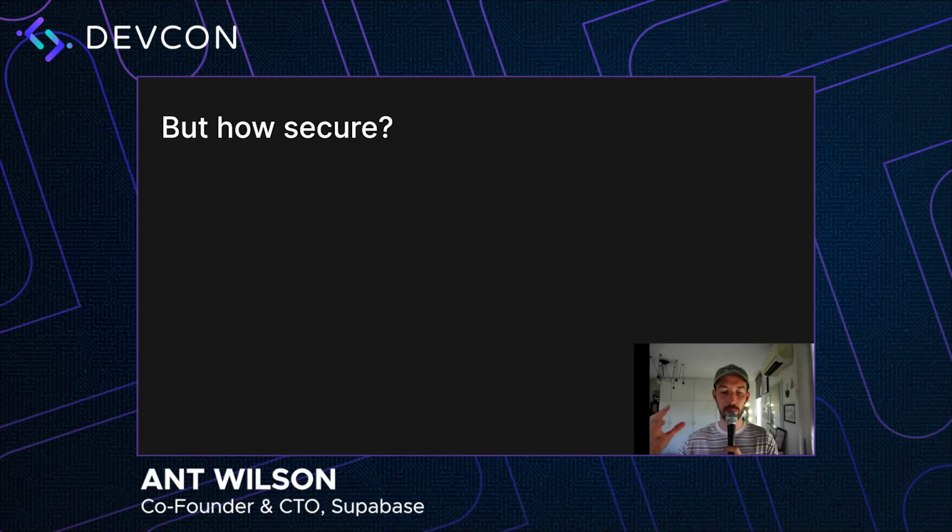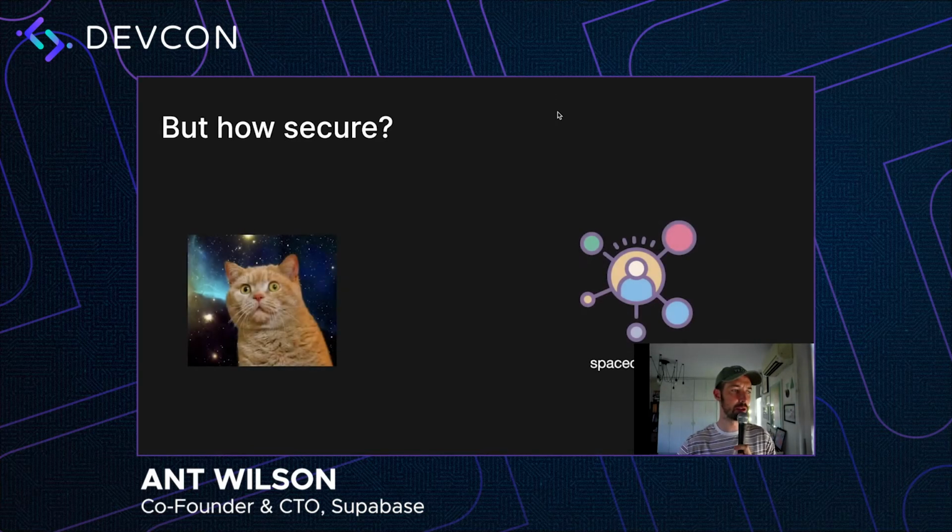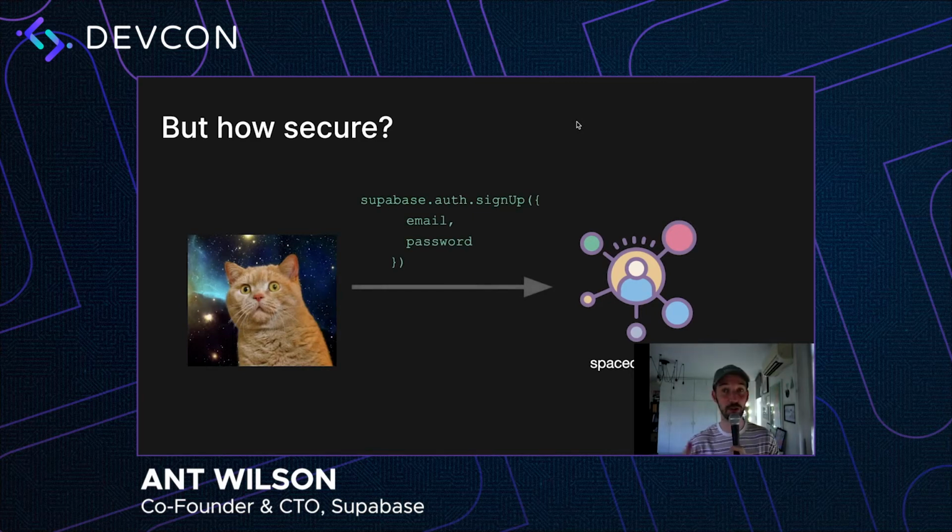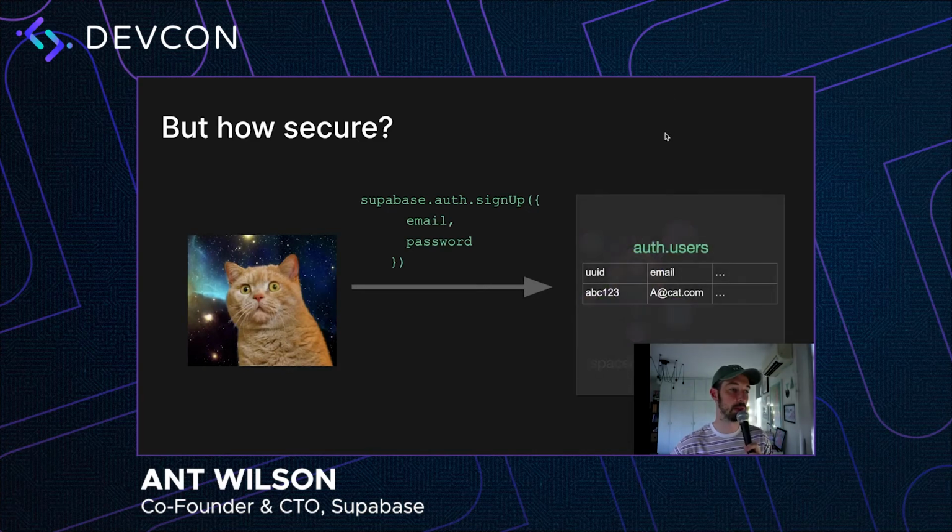Because of the modularization and the way these tools work together, we've come up with a really nice solution for making it secure. So let's say we have our friend Alice here. Alice is a space cat, and she wants to sign up for spacecats.com, the social network for cats in space. And the first thing she'll do from the client is she'll invoke supabase.auth.signup, and she'll pass her catty email and catty password to the site.